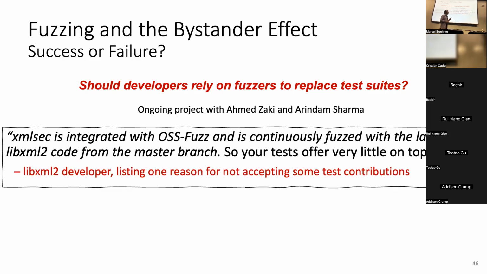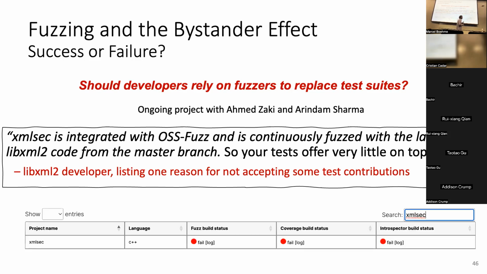One of the reasons developers gave us for not integrating this test case was the following: XML-sec is integrated with OSS-Fuzz and is continuously fuzzed with the latest libxml2 code from the master branch, so your tests offer very little on top of that. Now the irony was that if you check right now, XML-sec fails to build in OSS-Fuzz, but that is a secondary issue. I think there's some interesting food for thought here in terms of the bystander effect more generally.